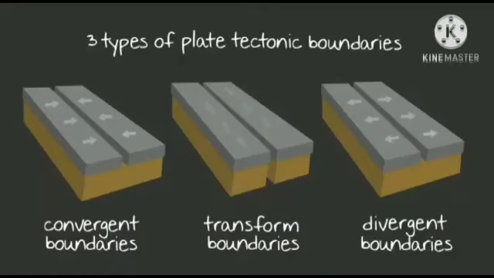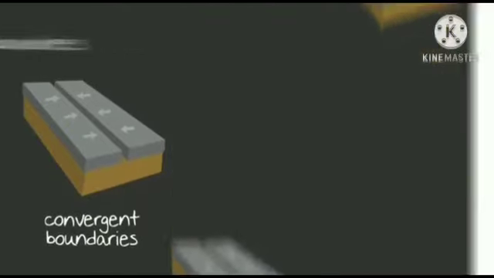Talking about the convergent boundaries, these boundaries occur where two plates are moving towards each other. Talking about the transform boundaries, they occur when two plates are sliding past one another. Thirdly, talking about the divergent boundaries, they occur when two plates are moving away from each other.